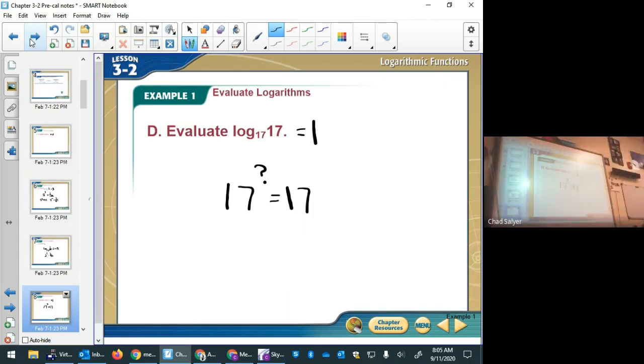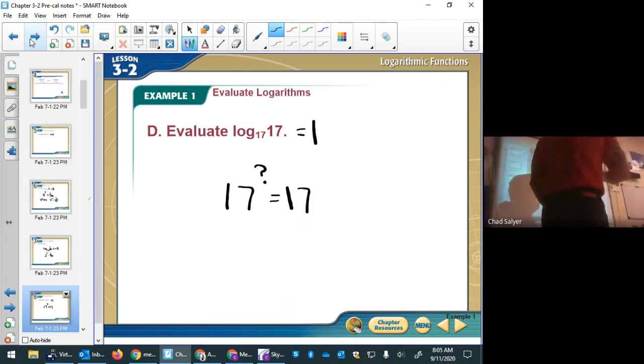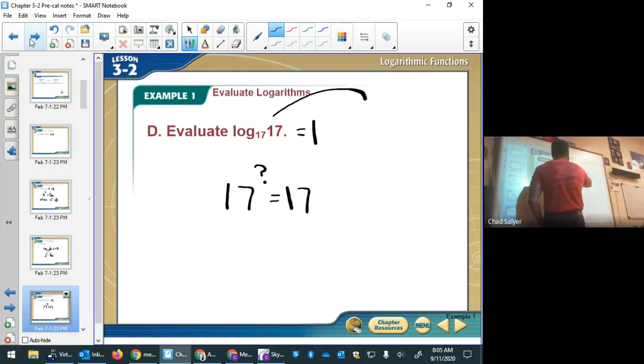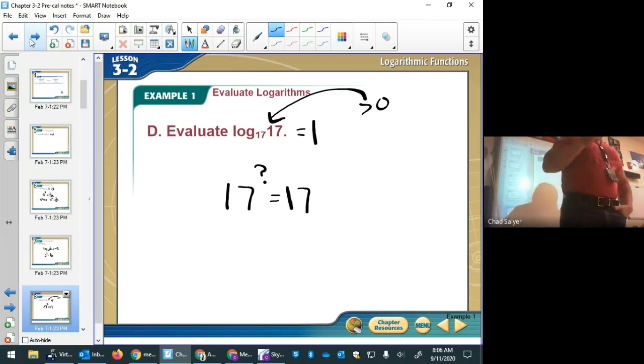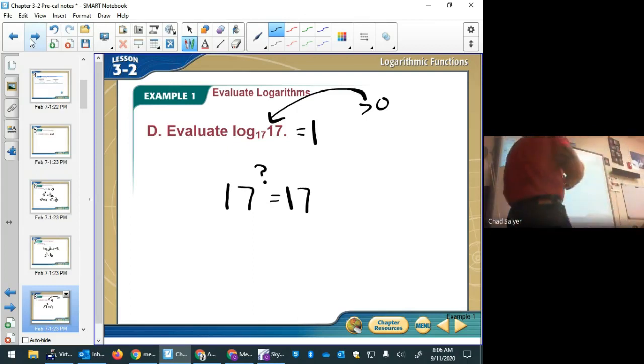Perfectly valid. Now, there are some rules for the argument of a logarithm. We haven't discussed these yet. But the argument of a logarithm, in other words, whatever's inside the logarithm, not the base, has to be greater than 0. So we can't have 0 or negatives as the argument of a logarithm. So the argument must always be greater than 0.